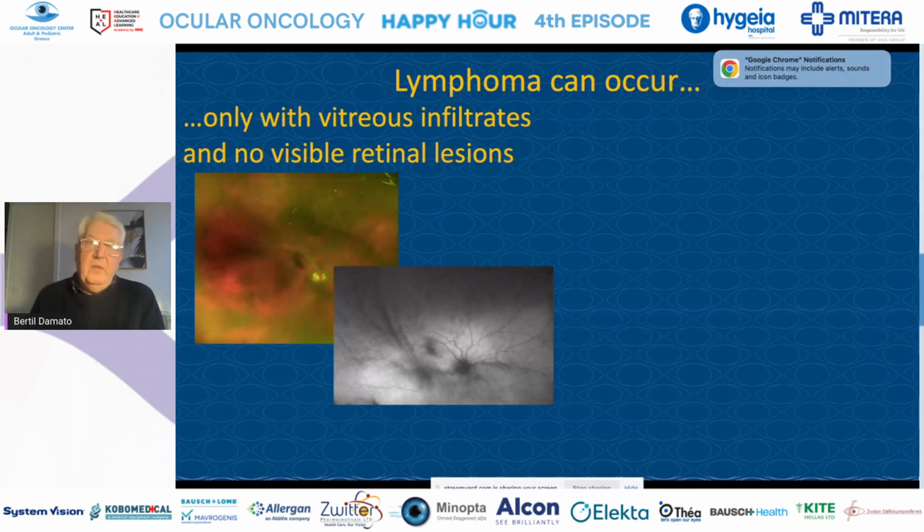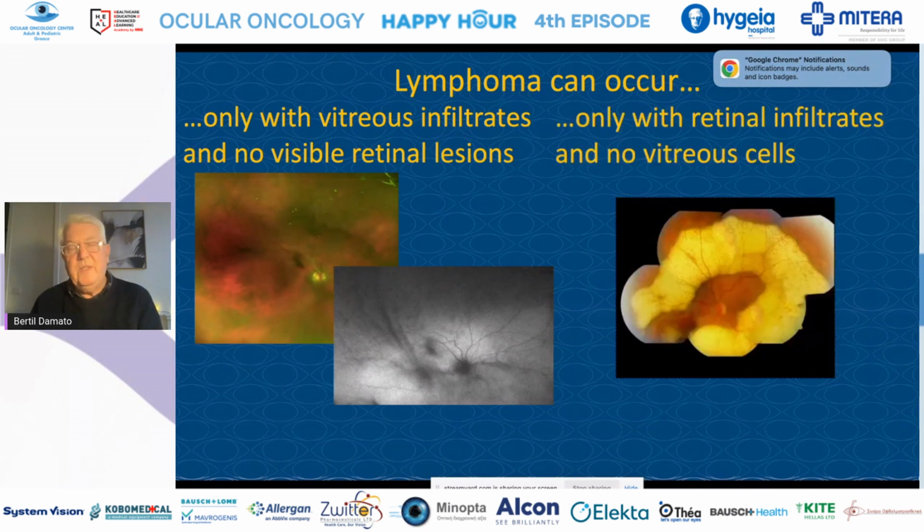Now, in some patients, all you get are the vitreous infiltrates, and the pigment epithelium is normal. And in other patients, you get the sub-RPE deposits, and the vitreous is totally clear. And in most patients, you get a mixture of both of these.